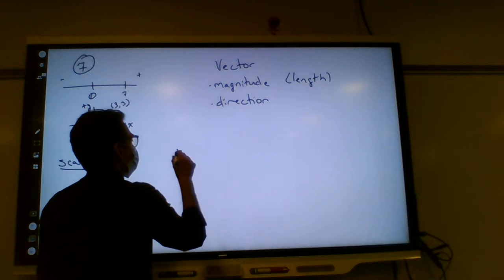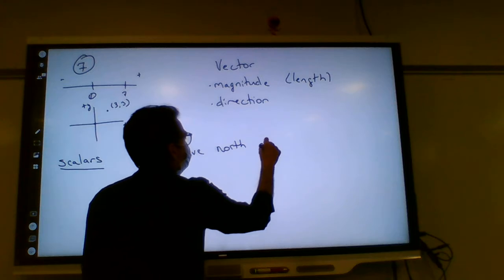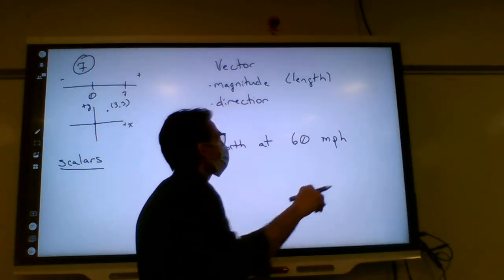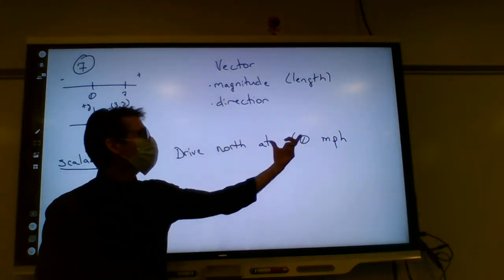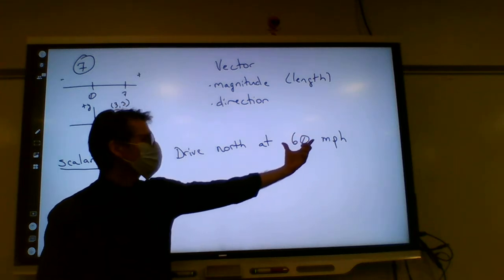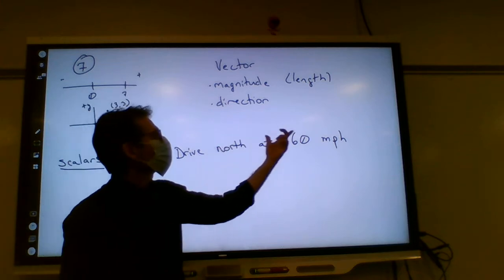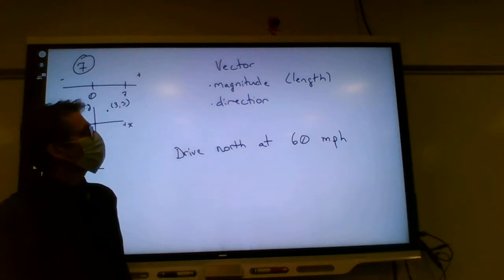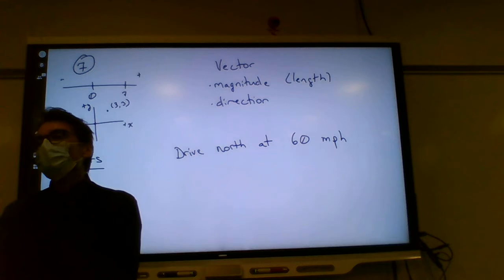So if we say something like drive north at 60 miles per hour, what do we have? We have a direction and we have a magnitude in terms, in this case, of how fast we're going. But both of these are part of what it means to be a vector. You have a magnitude and a direction. What does drive north at 60 miles per hour not have associated with it?